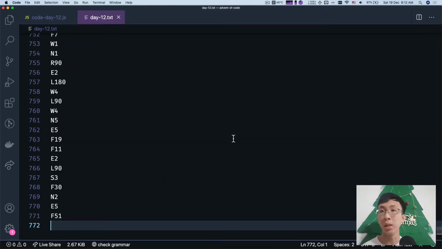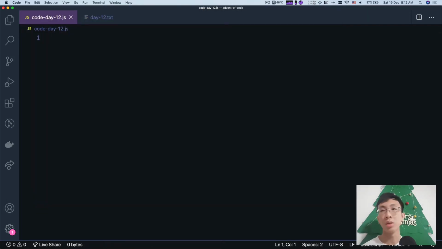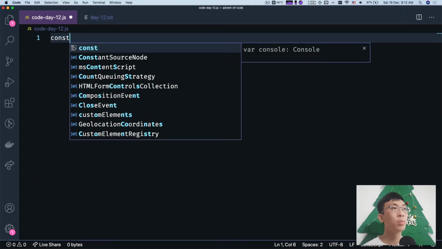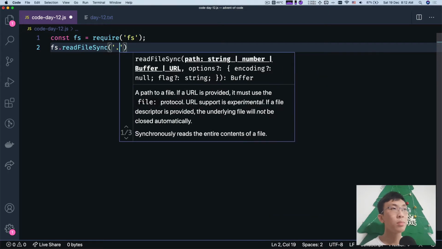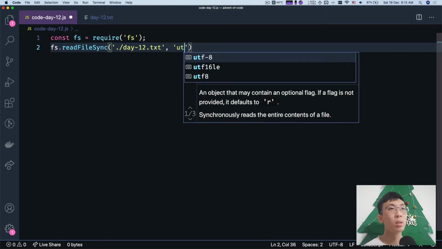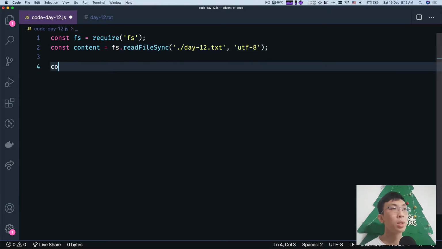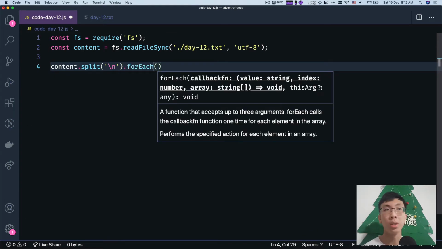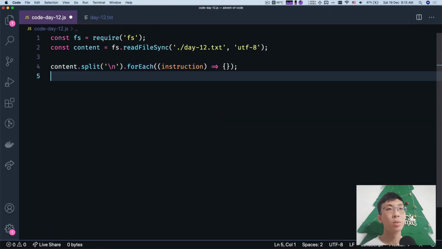Usually there's a new line at the very end which causes some issues. There's a new empty line, as you see here, which I try to remove. So these are the instructions, with every direction instruction on its own line. I'm going to read it out as text, break it by new line, and loop through each of the instructions.